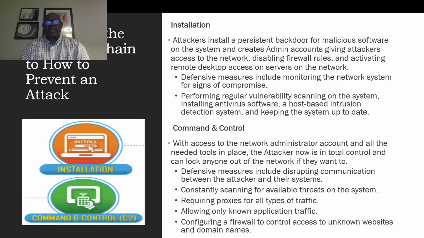The next stage is command and control. With access to the network administrator accounts and all the needed tools in place, the attacker now is in total control and can lock anyone out of the network if they want to. Defensive measures include disrupting communication between the attacker and the system, constantly scanning for available threats on the system, requiring proxies for all types of traffic, allowing only known application traffic, configuring a firewall to control access to unknown websites and domain names.